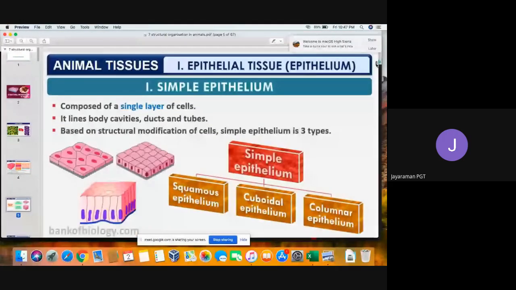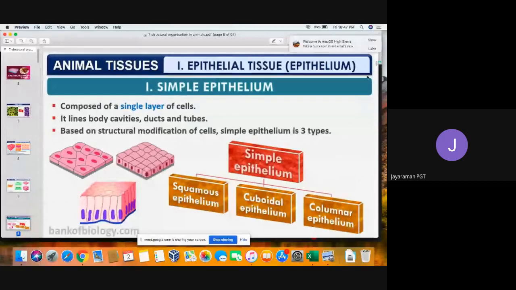If a question says write a note on epithelium, then you have to describe both the simple and the compound. 2.5 marks for simple and 2.5 marks for compound. So that is how we set the question; you have to describe all the types of simple and all the subtypes of compound. Simple epithelium, as I already said, is composed of a single layer of cells. It lines the body cavity, ducts or tubes. So the inner lining is made up of epithelial cells.